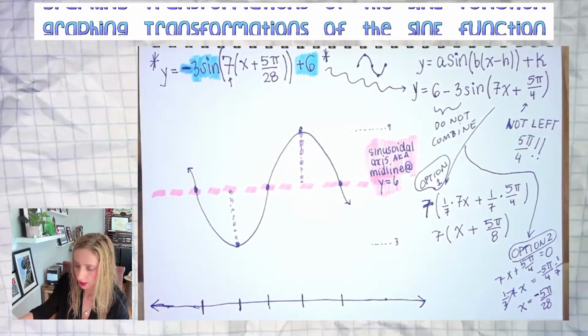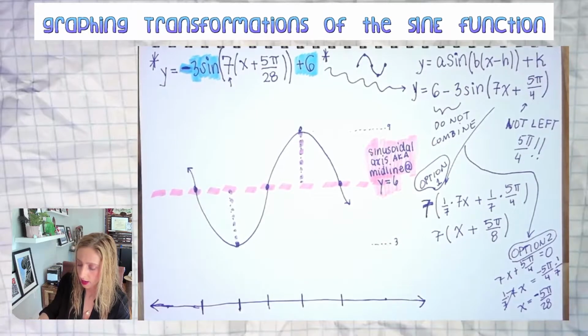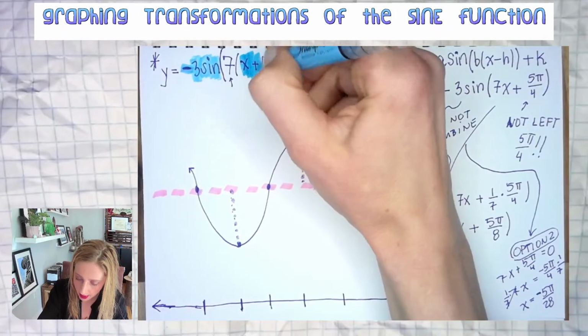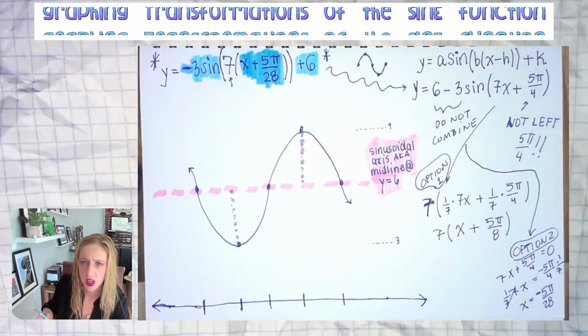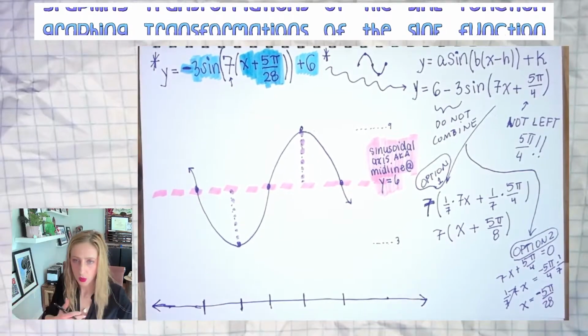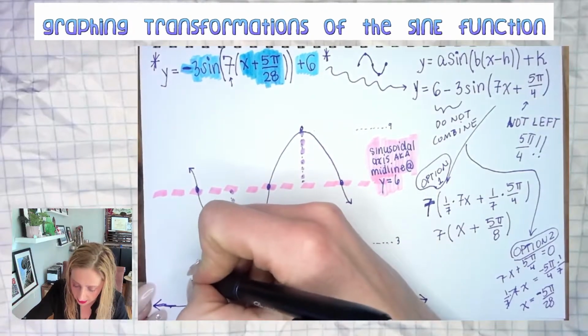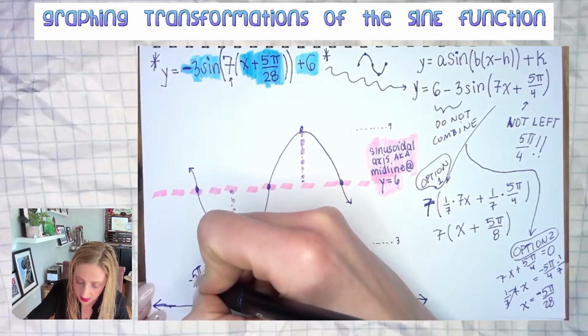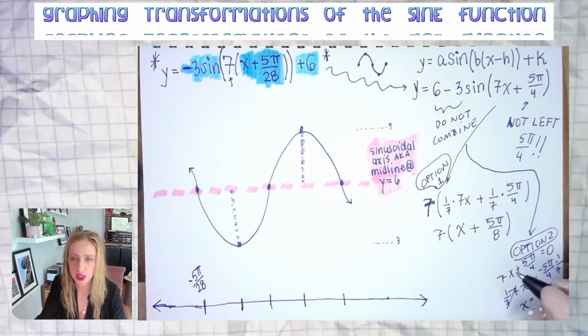Now I can take care of the H. x plus 5 pi over 28, plus, crazy house, means left. We went left. So this is negative 5 pi over 28. That's how we label the first tick mark.